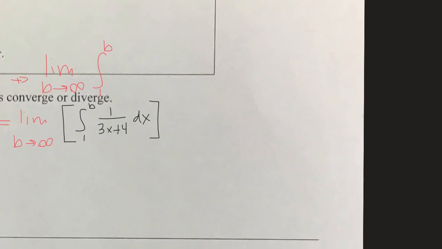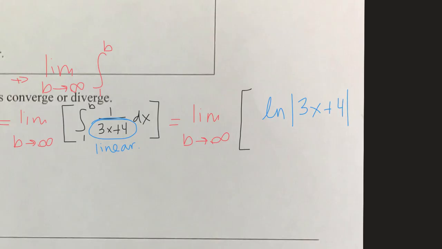Okay, so let's look at this. Let's evaluate our integral from 1 to b. So what type of an antiderivative are we looking at here? A natural log antiderivative. You need to recognize this one too. Whenever it's 1 over a linear expression, 1 over a linear, that's a natural log antiderivative. 3x plus 4. Natural log antiderivative. And we have the absolute value when we take the natural log antiderivative.